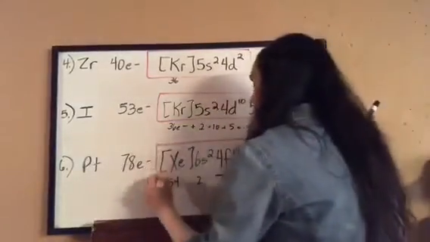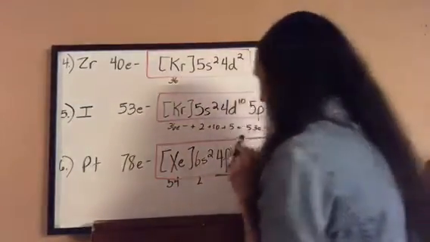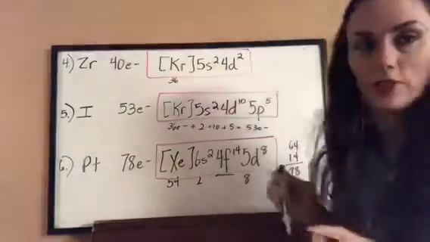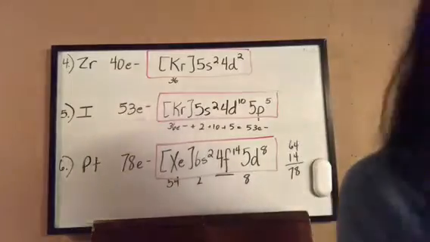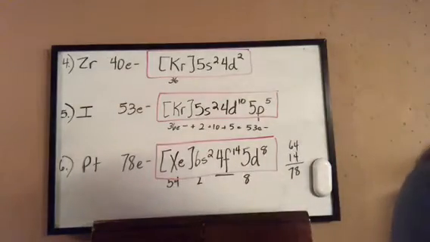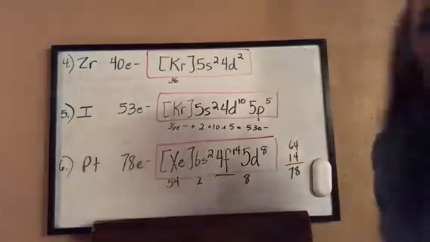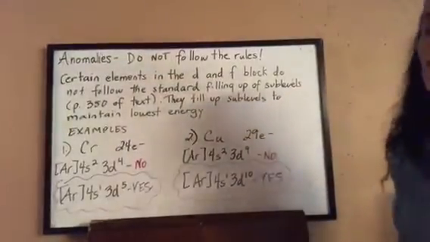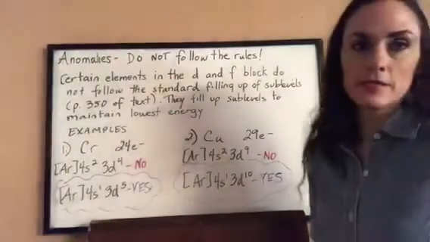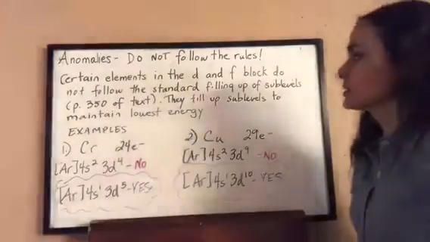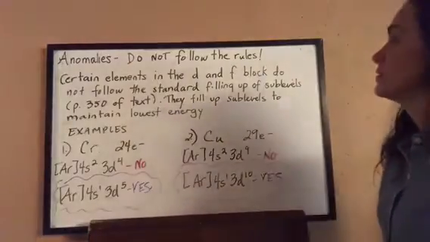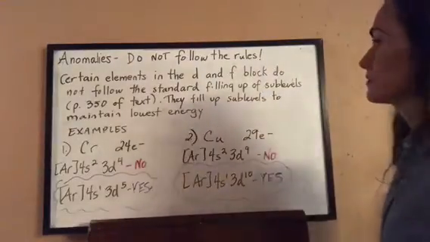So this covers pretty much all of the elements in the periodic table for writing their electron configuration, except for a few that do not follow the rules. They are called the anomalies, and we have a few of them. We have some elements that do not follow the rules, anomalies, okay? Certain elements that are in the D and F blocks do not follow the standard filling up of sublevels.